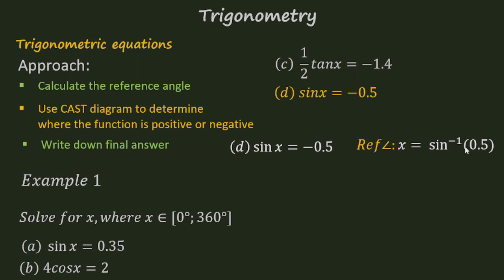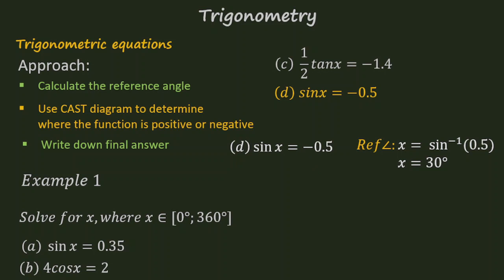Now, we said we only take the positive value. We've been given minus 0.5, but we only take the positive value when we find the reference angle. The arcsine of 0.5 is 30 degrees. Now, we are interested in the values of x in the quadrants where sine is negative. Sine is negative in the third and the fourth quadrant.